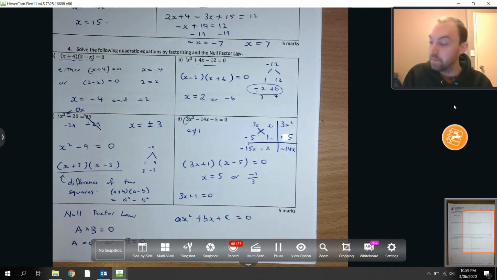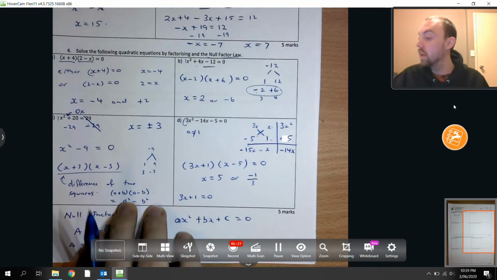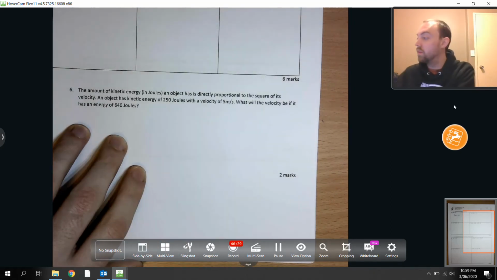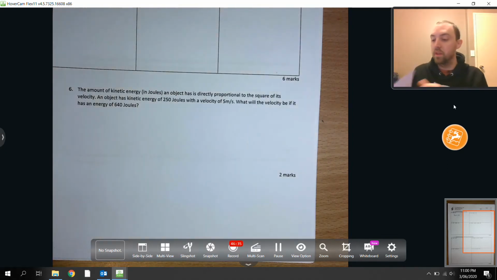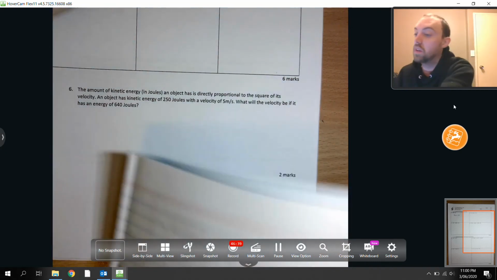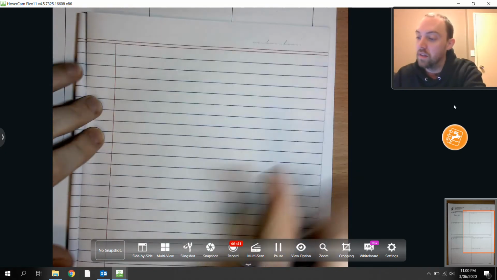So, let's try question 5. This is a bit longer. We need to make sure that we understand what the discriminant is. So I'm going to go on a little bit of a tangent here explaining what that is.